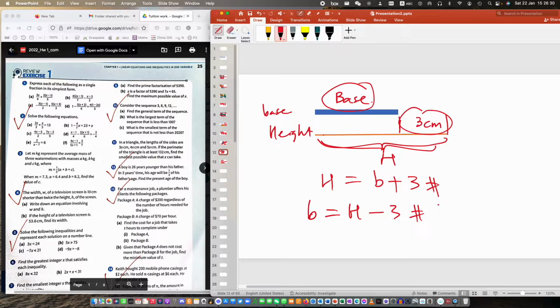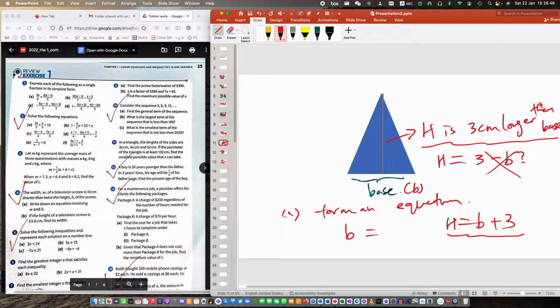Both are correct. Can you see, when you plus, when you minus, longer doesn't mean plus, longer doesn't mean minus. It depends, right? So how do you decide? You look at the diagram. So here, B is equal to H minus 3, or H is equal to B plus 3. Both are correct. Okay, so that's the first question.